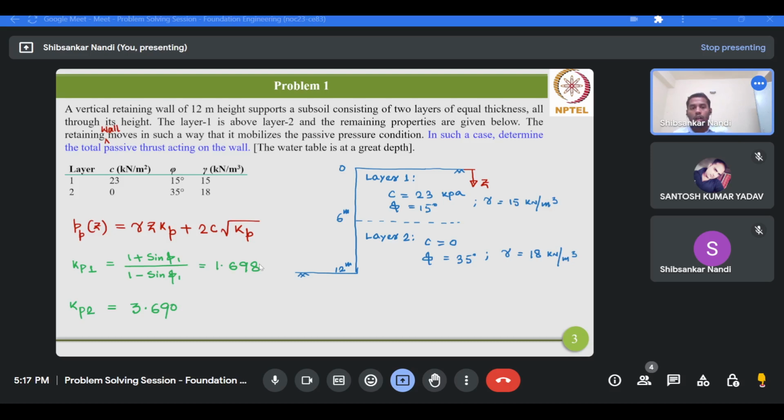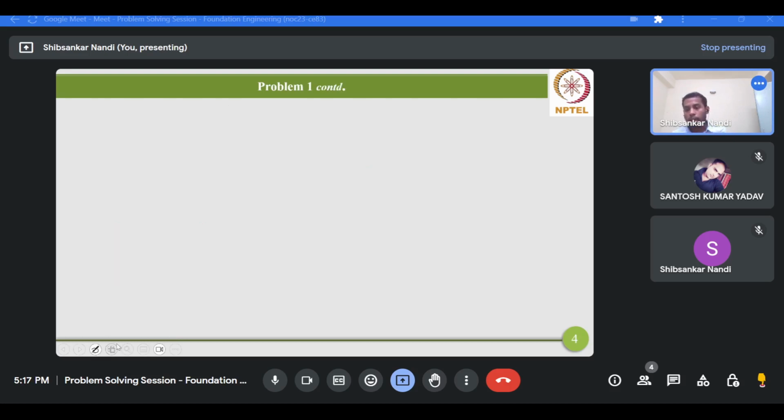Okay. So we have got the two passive earth pressure coefficients. Now we'll start calculating the passive earth pressure distribution. So first we'll calculate it for layer 1.